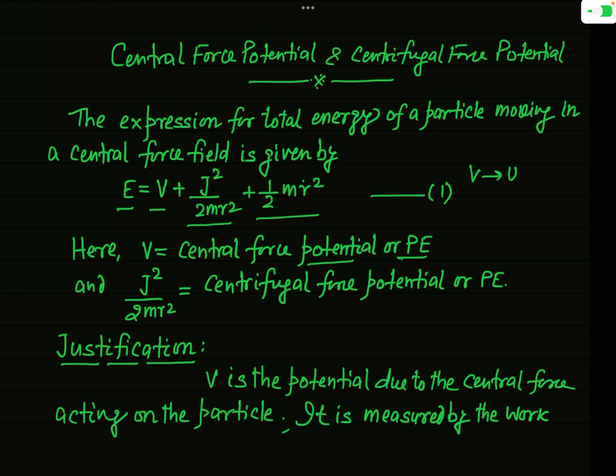Actually, this potential V is the potential energy of the particle due to the interaction of the particle with the central force field. It means the central force acting on the particle is responsible for this potential energy V. And the second term in this expression, which is J square over 2mr square, is conventionally called centrifugal force potential or centrifugal force potential energy.